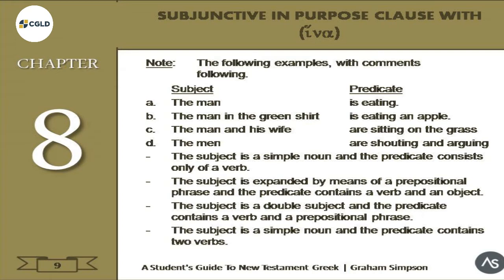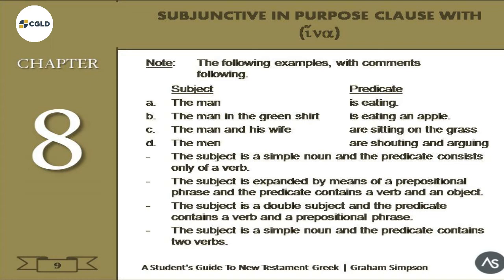Note the following examples with comments following. We have two columns, one subject, one predicate. Now look at the following examples. The man is eating. The man in the green shirt is eating an apple. The man and his wife are sitting on the grass. The men are shouting and arguing.